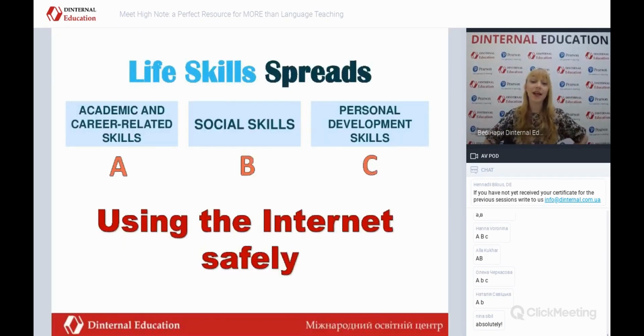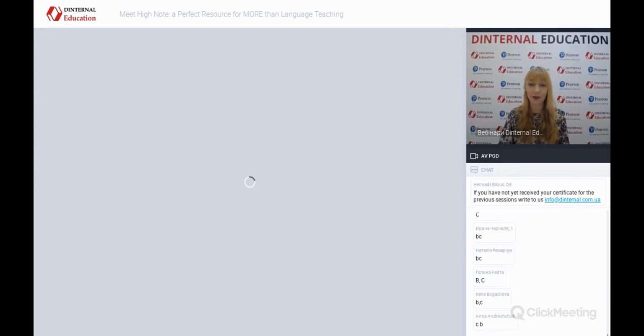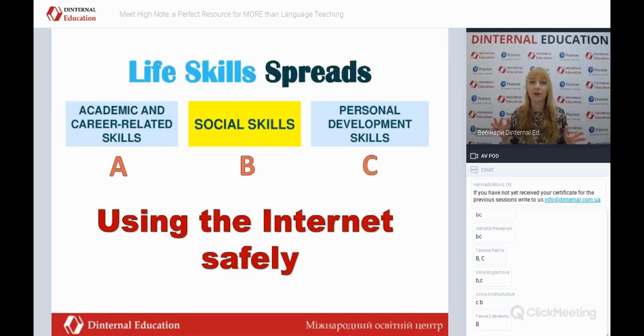Using the internet safely. That's the second skill for you. And I think it's probably, okay, it's not that obvious. So again, I have several options in the chat box that are being mentioned. And again, I agree with you about personal development. That's what we need to do. But well, just thinking about how a teenager may see it, it's probably a social skill more.